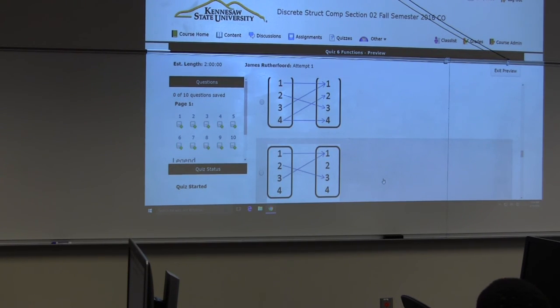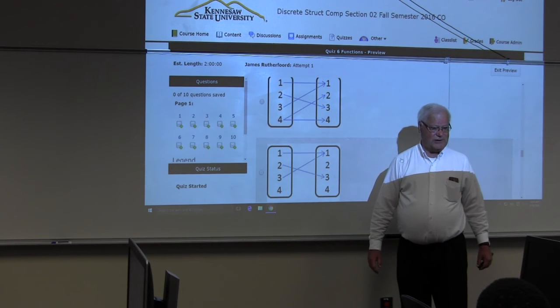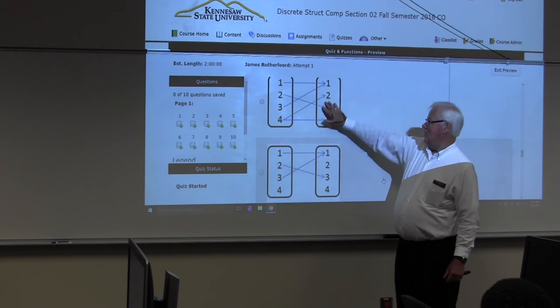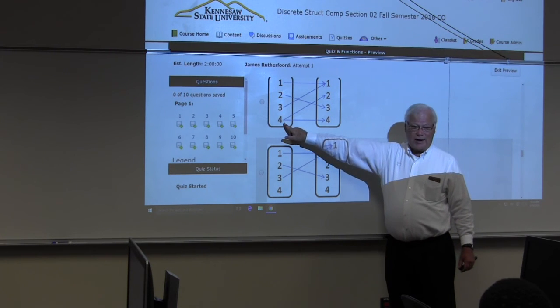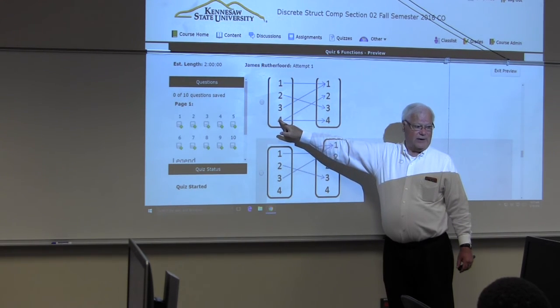What about this one? No. It's not a function? Aha, very good. It's not even a function, is it? If it were, it would be onto, but the problem is this 4 down here has 2 arrows coming out of it, okay? A function can only have 1 arrow coming out.